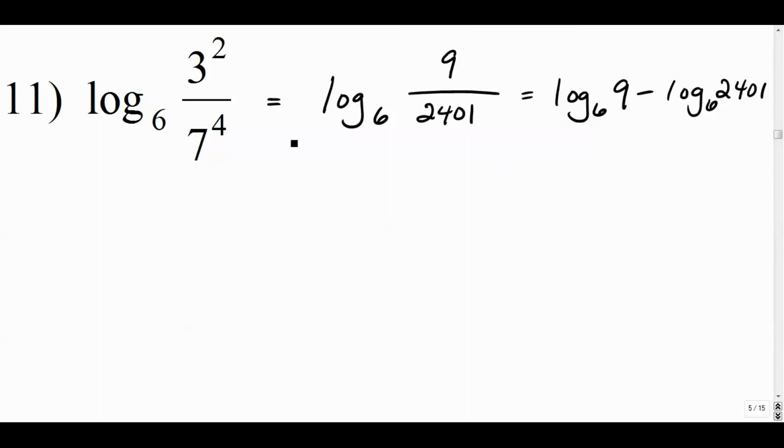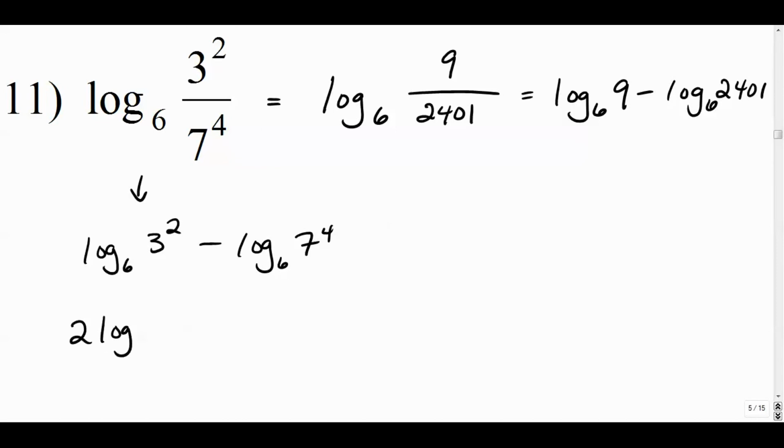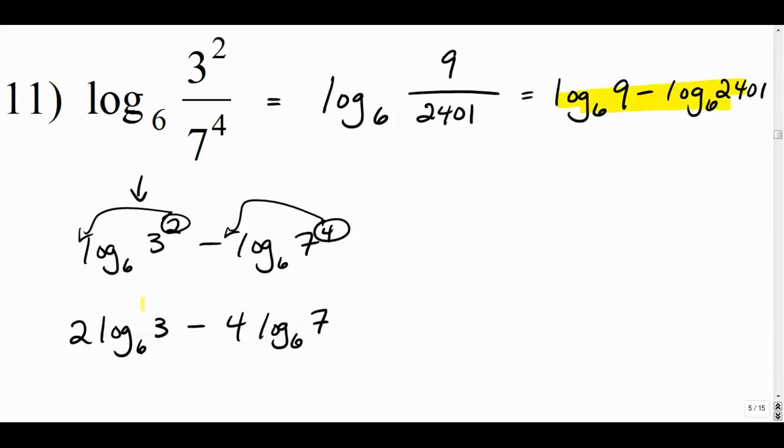If that weren't so easy to do for some reason, you can do this method too. You can say log base 6 of 3 squared minus log base 6 of 7 to the 4th, 2 log base 6 of 3 minus 4 log base 6 of 7. The exponents would come down in front in both cases. So these are synonymous. They don't look the same, but they are. Moving on.